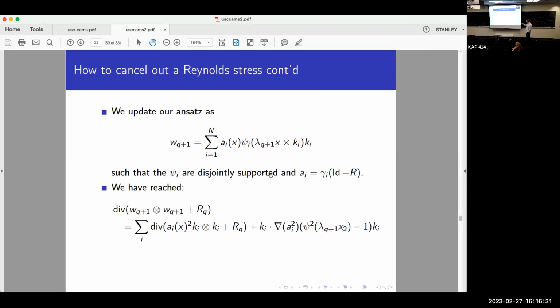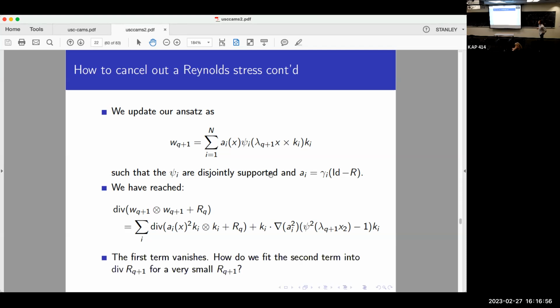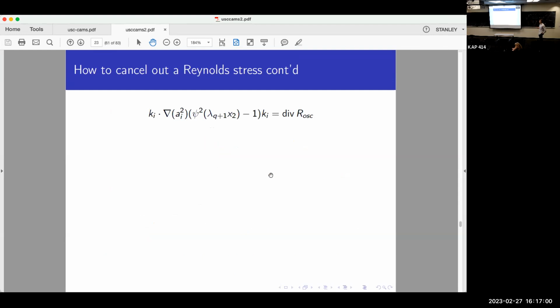So putting this all together, you get this part, which you can construct the coefficients using that lemma from the previous slide to exactly cancel the Reynolds stress. And then this part is very nice because your derivative is only hitting these slow coefficients. The fast part is not being differentiated because we chose this to be a shear flow that exactly solves the Euler equations. So the first term vanishes exactly.